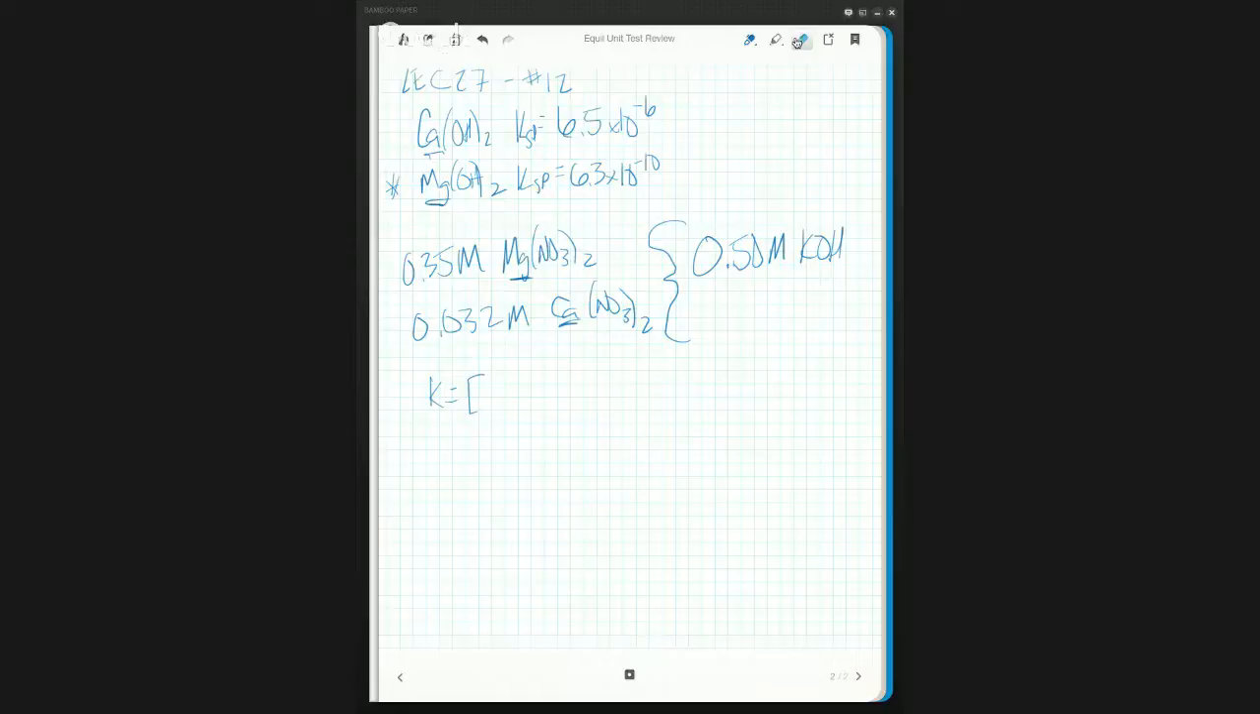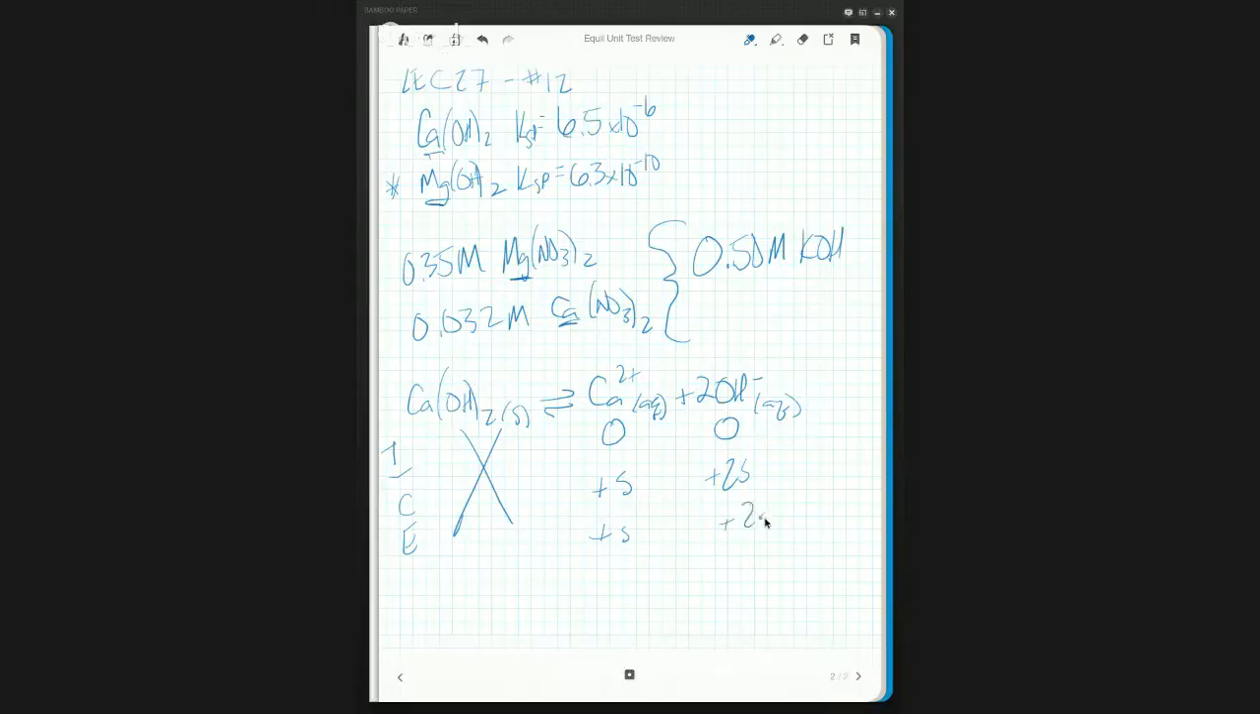Oh, I do need to do something as I'm thinking about it. I'm sorry, let me go back for just a second. So let's just do calcium hydroxide first. That's a solid, precipitates into calcium 2 plus, that's aqueous, plus 2 hydroxides. And if we're talking about our ICE table here, all the salts go away. You start with 0 initially. Your change is plus S, this is plus 2S. So at equilibrium it's plus S and plus 2S.